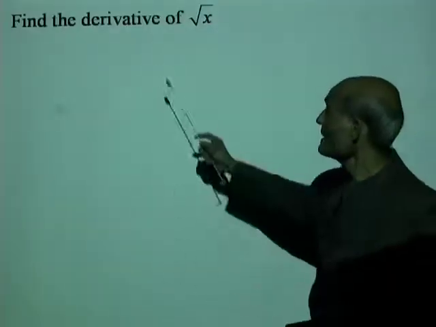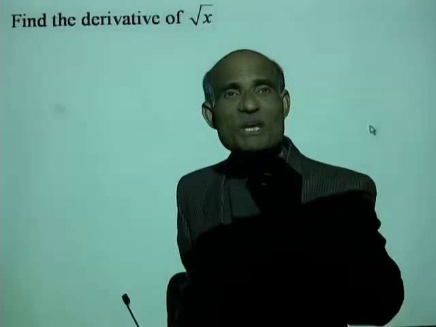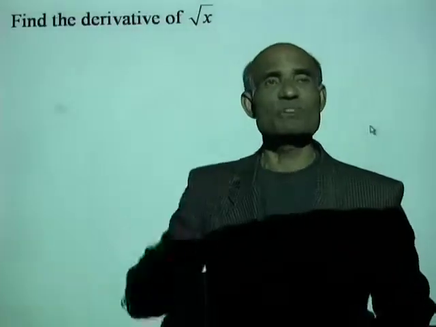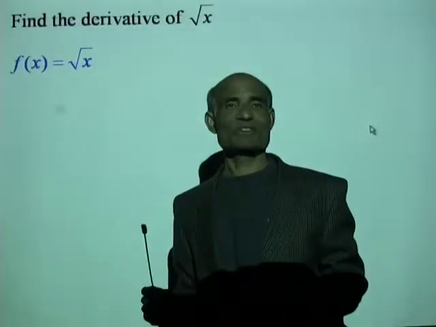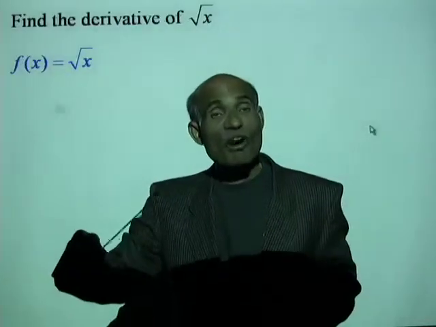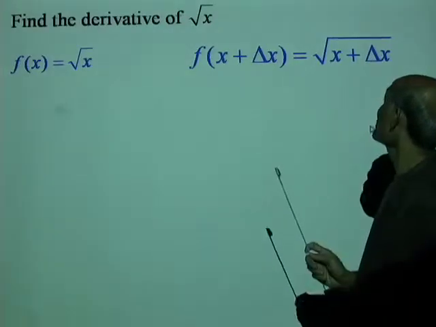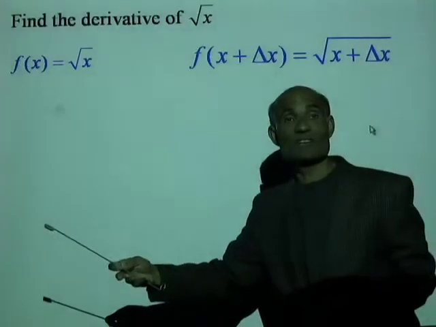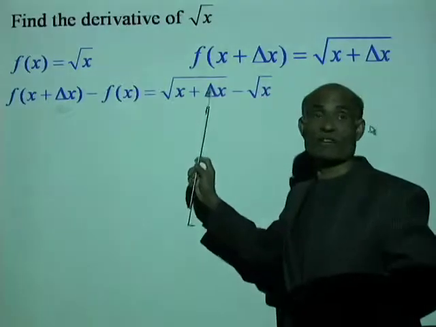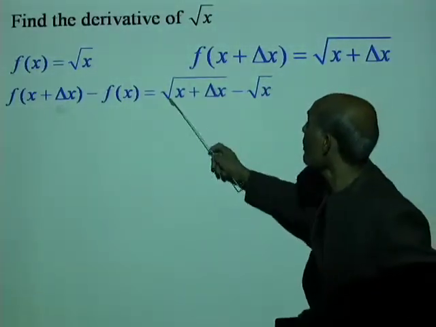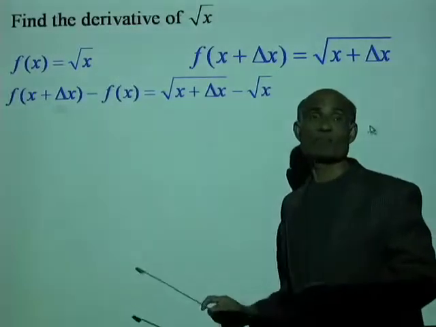Alright. Let's now find the derivative of square root of x using the same principle we used in the previous one. Alright, so f of x equal to square root of x. Next we find f of x plus delta x. f of x plus delta x is square root of x plus delta x. What is f of x plus delta x minus f of x? Well, this is f of x plus delta x, minus this is your f of x.